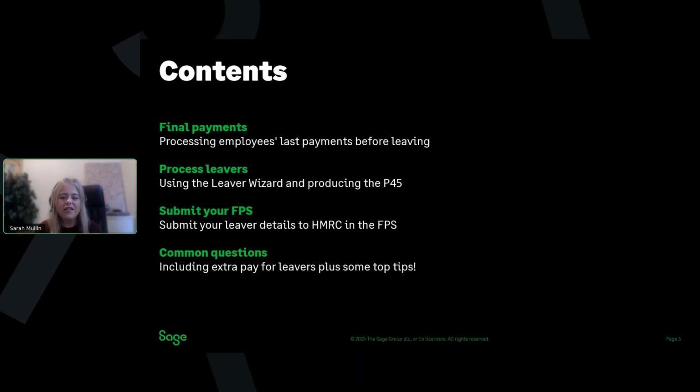Then we'll look at different ways you can issue your P45, including how to email it, just as a bit of an alternative to printing. After that, we'll cover how to submit a full payment submission that'll include all of your leaver details. And that'll be the step that officially reports your leaver to HMRC. And then to wrap up, we'll go through some of the most common questions that we get around leavers. It'll include what to do if you need to make an extra payment after the P45 has been issued, and some top tips in there as well. So that's what we've got lined up for today.